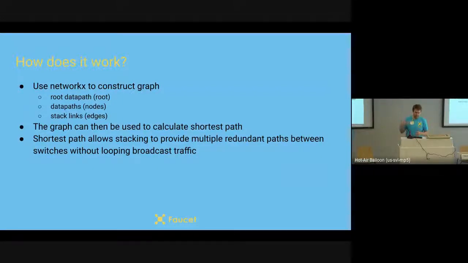So we feed the config into NetworkX and we construct a graph. A graph has a few things. It has a root, so we pick a root of the network, just like you do for spanning tree. It has data paths, so your switches, and those become the nodes in the graph. And we also have these new things called stack links, and these become the edges of our graph. Then we can run a bunch of algorithms on this graph, like shortest path, and we can make the network have loop-free topologies based on that shortest path.